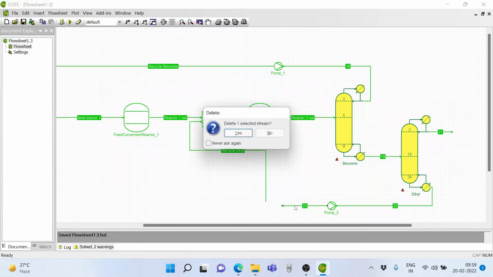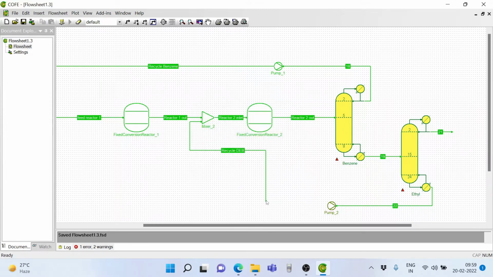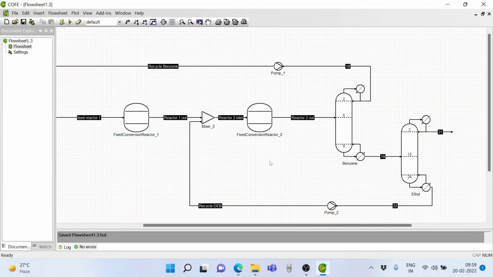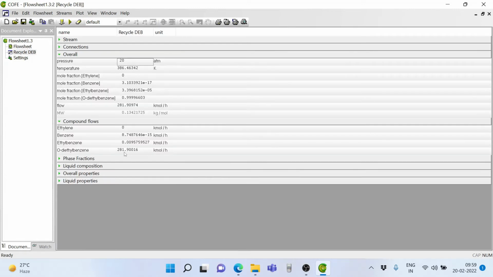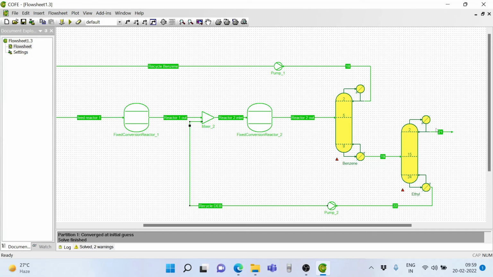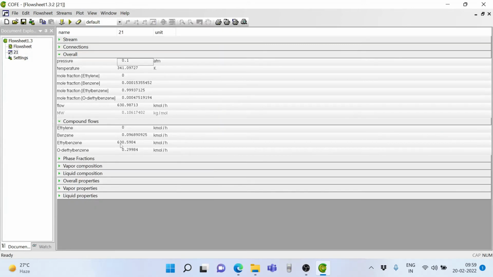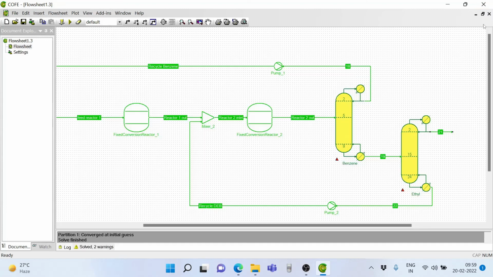Now remove stream number 23 and take the recycle DEB stream and connect it to the pump discharge. Simulate the flow sheet. It has converged. What do we find? The recycle flow rate is 281.9 and the flow rate out is 630.59 and we have a complete flow sheet now. This flow sheet has been simulated. In is equal to out.